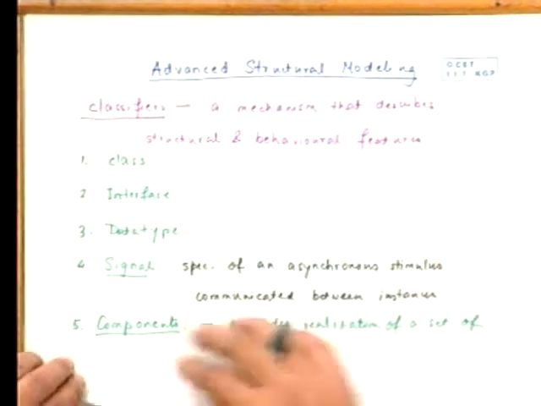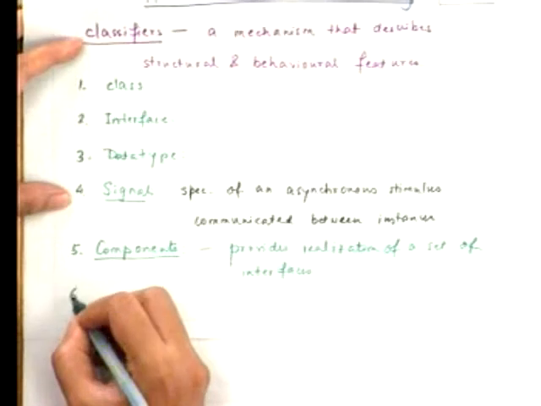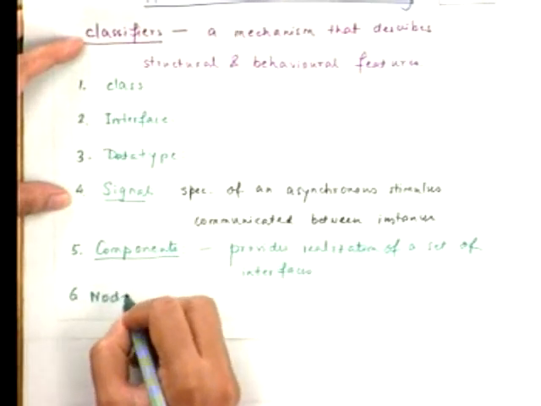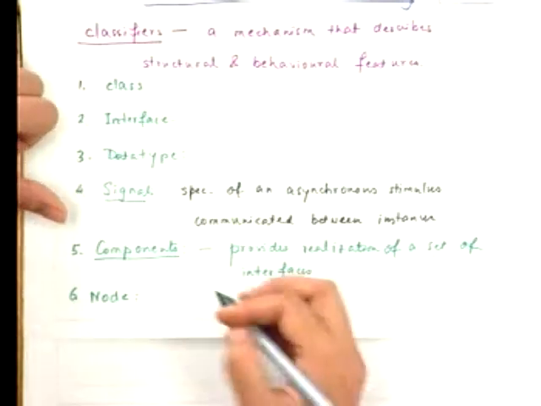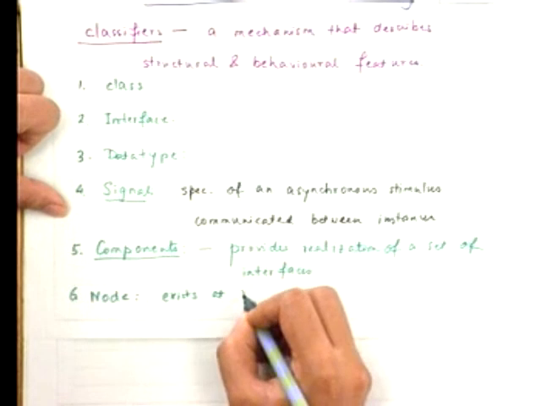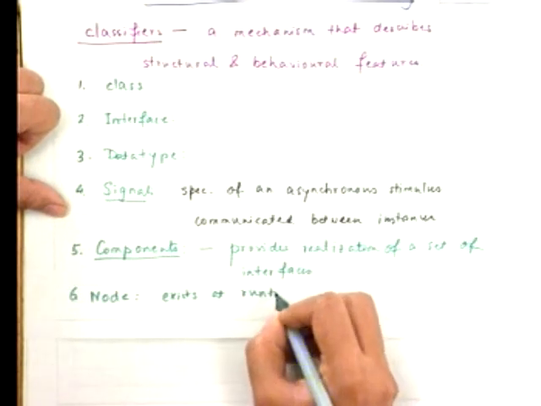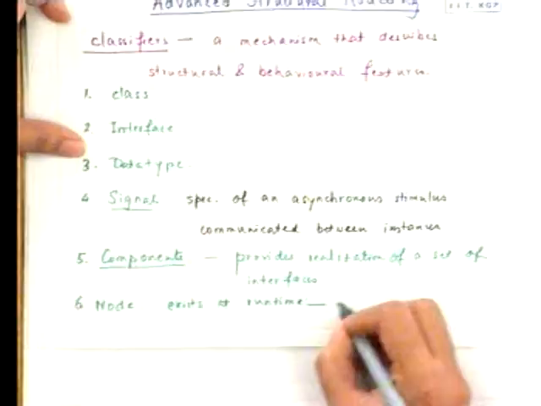Sixth, we have a node. A node is also a physical part of a system. A node is a physical part that exists only at runtime. And a node represents a computational resource.